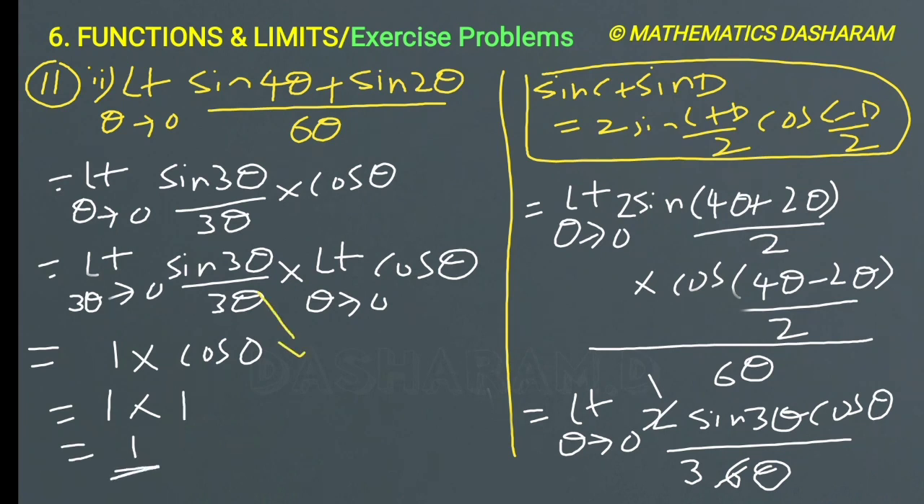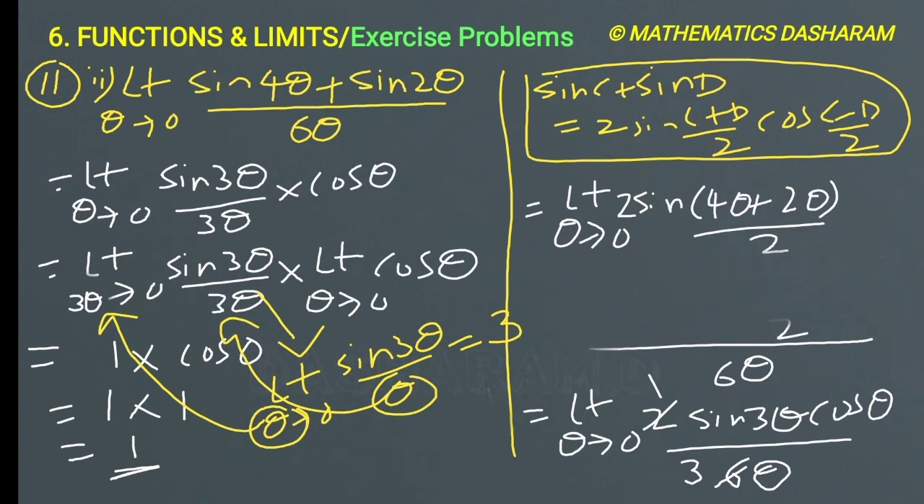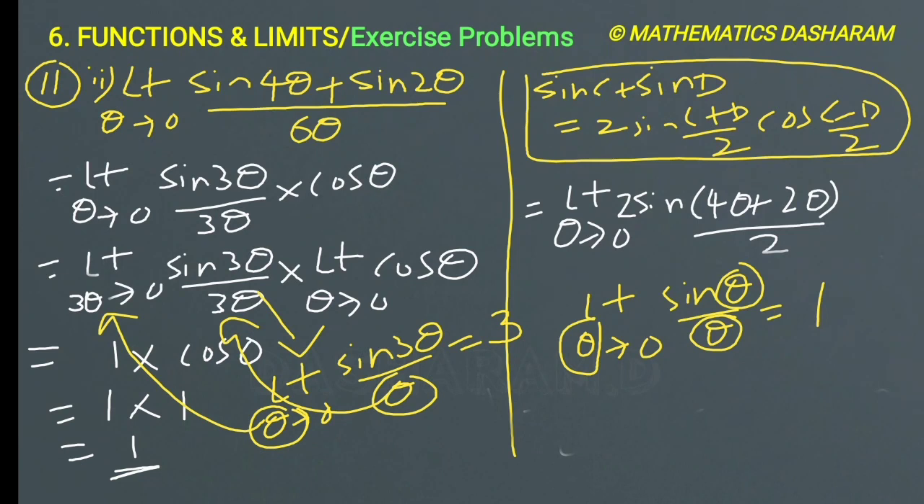See here one important point. For example, limit theta tends to 0 of sin 3 theta by theta, then the answer is 3. But here, in the place of theta in the denominator, 3 theta is there, and in the numerator 3 theta is there. So that is why its answer is 1. Why? Because as per the formula, limit theta tends to 0 of sin theta by theta equals 1. That means in the place of theta we have 3 theta, so that is why its answer is 1.